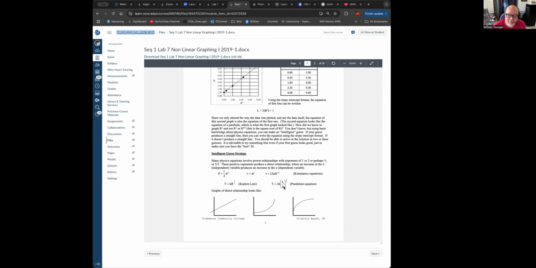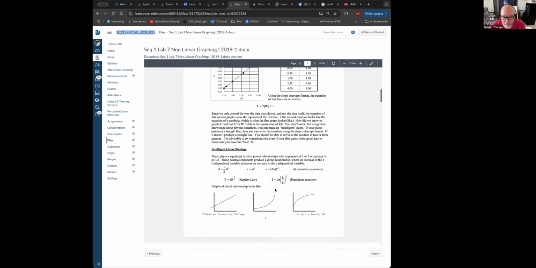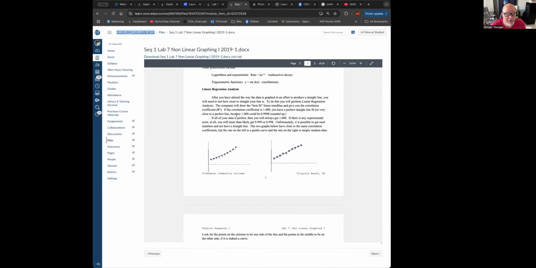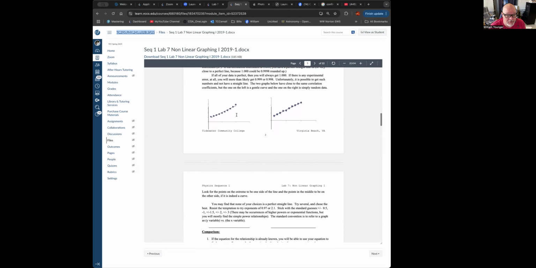Here's one for a pendulum. This is the period of a pendulum. T is equal to 2 times pi times the square root. Notice the exponent of 1/2 means square root. So T, the period, is equal to 2 pi times the square root of L over g, where g is gravitational acceleration and L is just the length of the pendulum. That's one we're potentially going to be curve fitting in this lab. It gives you some nice linear regression analysis thoughts and explains that.